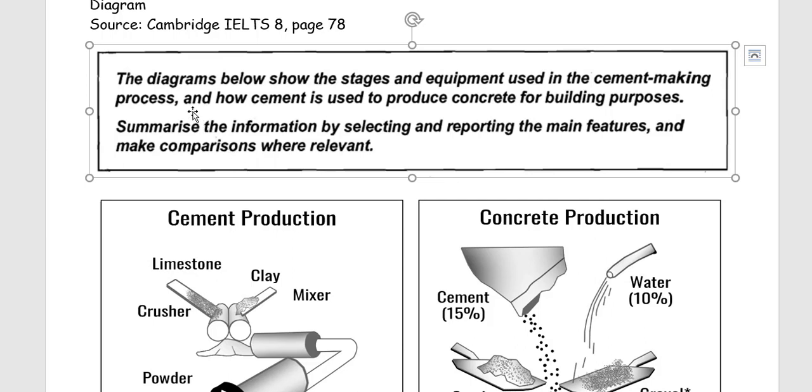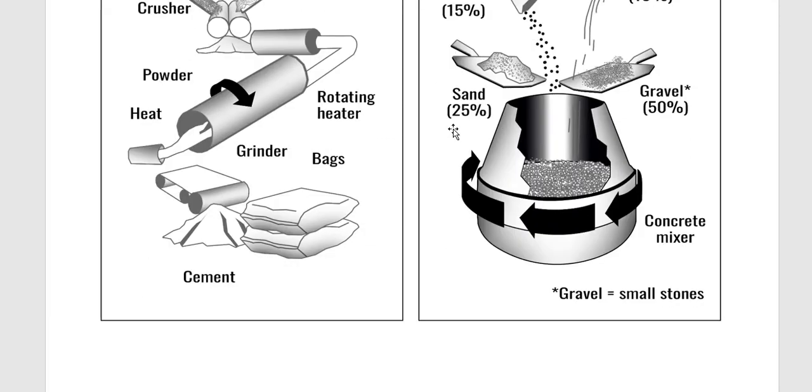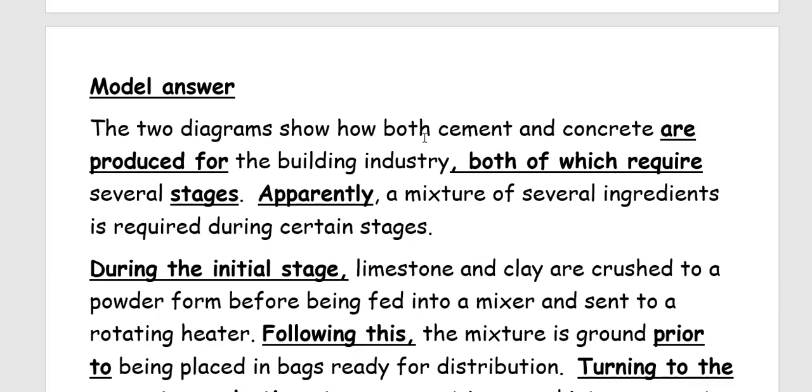task in detail. The diagrams below show the stages and equipment used in the cement making process and how cement is used to produce concrete for building purposes. Summarize the information by selecting and reporting the main features and make comparisons where relevant. So here we have cement production and concrete production, okay, and we need to describe this diagram in detail. Now let's look at how we can do it.